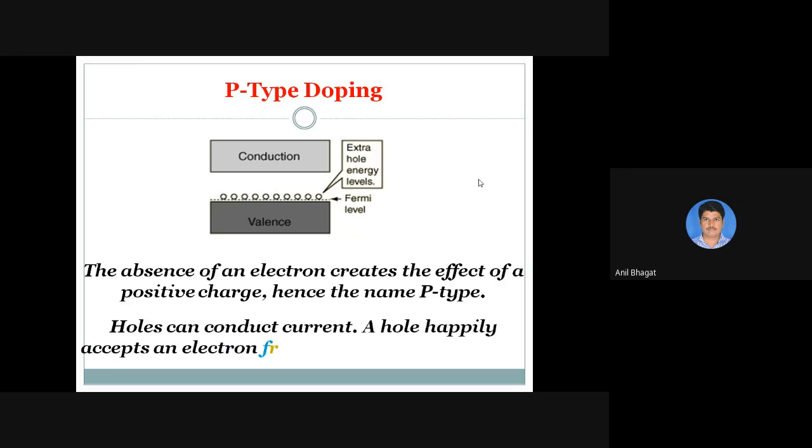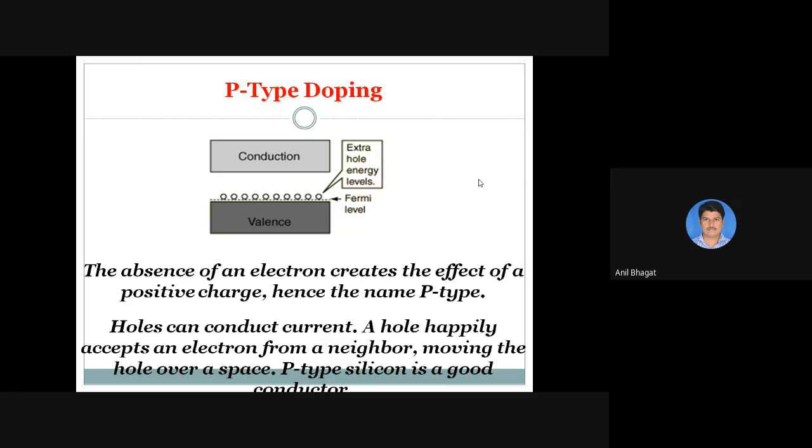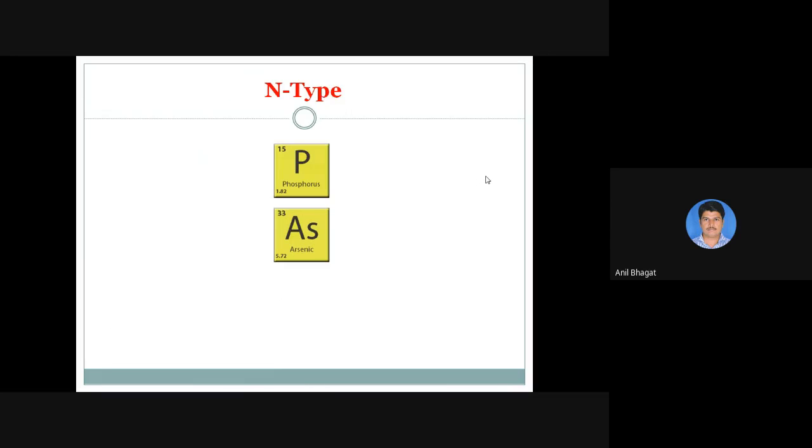The holes can conduct the current. A hole happily accepts an electron from the neighbor, moving the hole over the space. The p-type silicon is a good conductor, right? So p-type silicon is formed by the acceptor trivalent impurity and the silicon atom, and this is called the acceptor atom, right? So now the n-type.